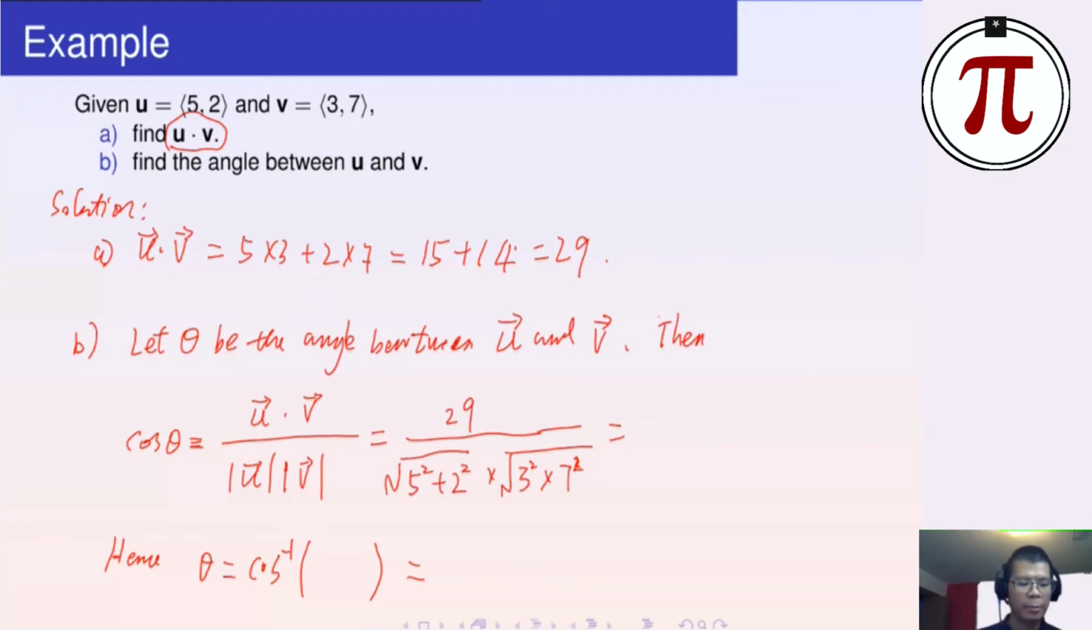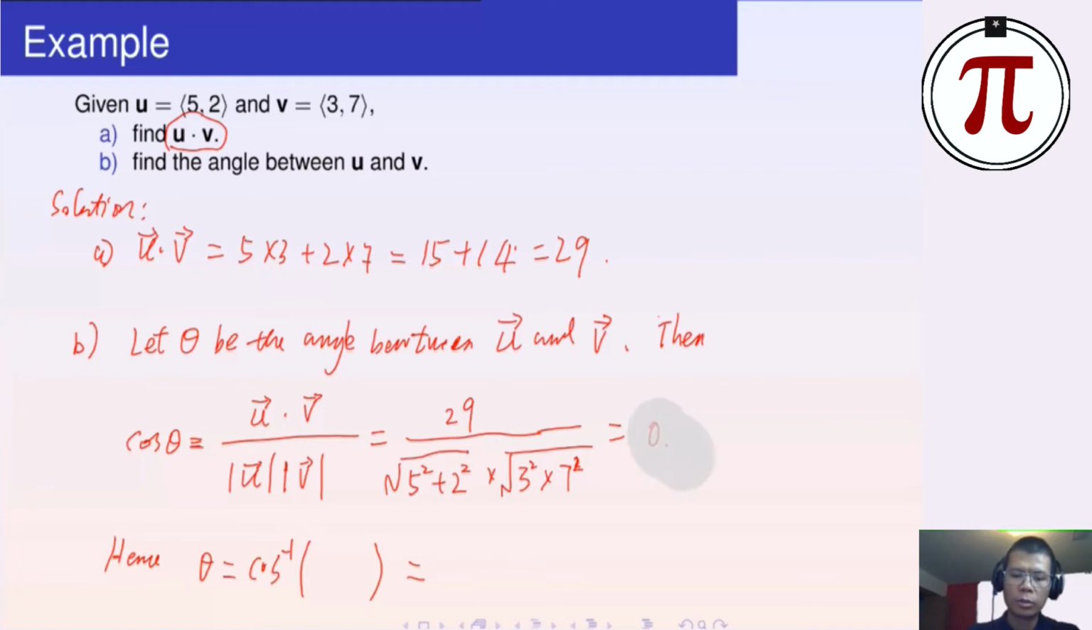Okay, anybody got the cosine? What is this? I got square root 29 times square root 58. 29 over square root of 29 times square root of 28.